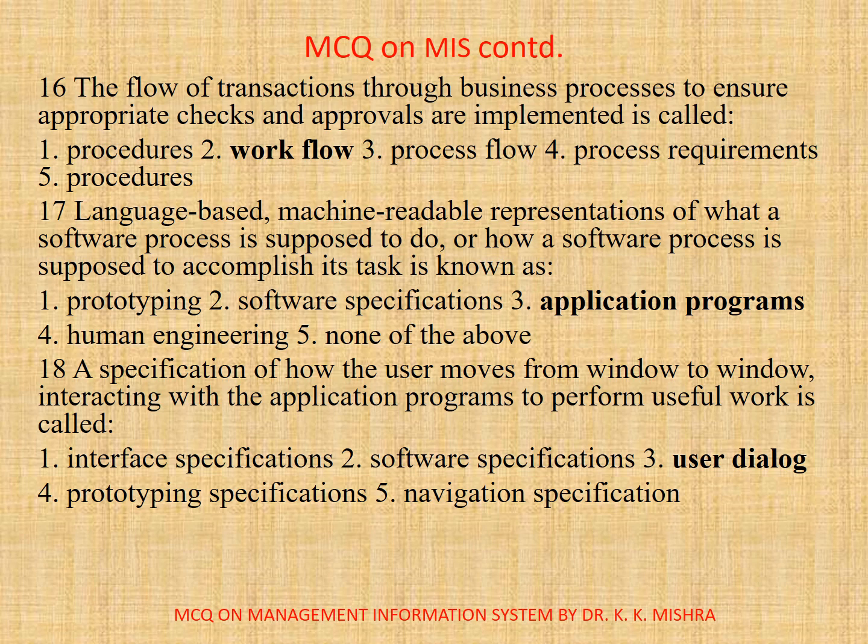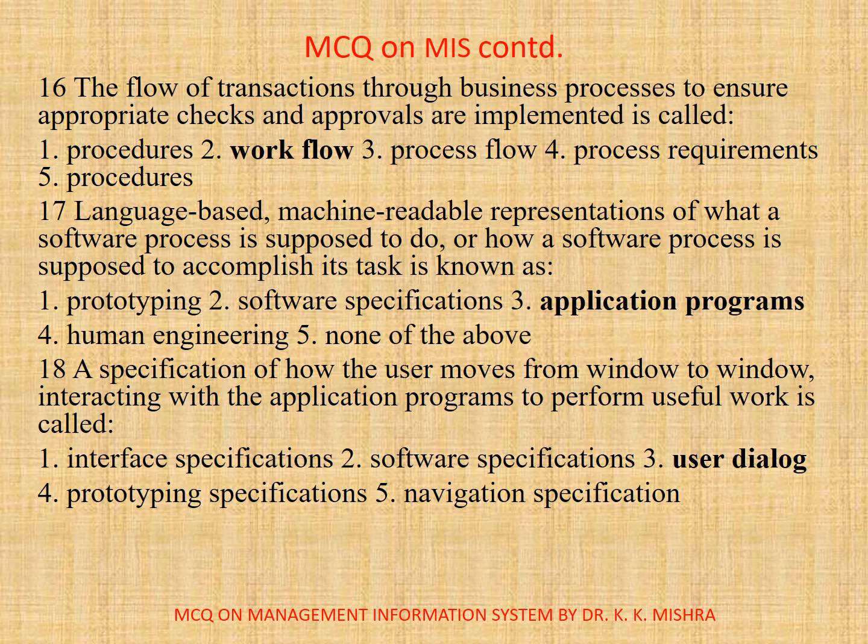Now, 16. The flow of transactions through a business process to ensure appropriate checks and approvals are implemented is called, options are 1. Procedures, 2. Workflow, 3. Process flow, 4. Process requirements, 5. Procedures. Correct option is 2. Workflow.